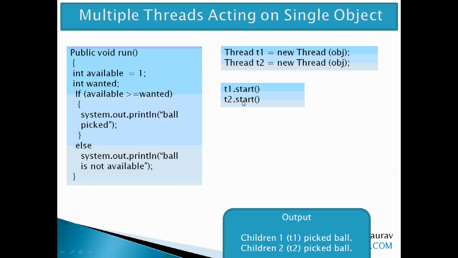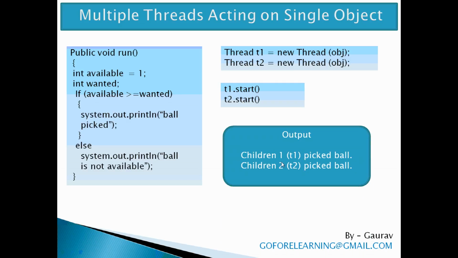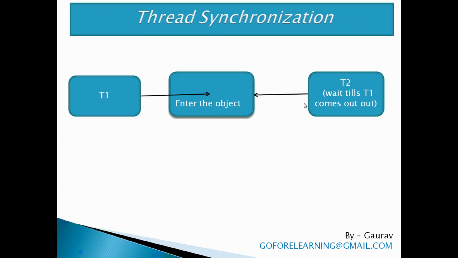If we compile and see the output, both children pick the same ball. As mentioned in the run method, only one ball is available, then how can both children pick the same ball? It means the result is unreliable. So what is the solution to this problem? Let us keep the second thread T2 waiting till the first thread T1 releases the ball after play. Let us not allow any other thread to enter the object till T1 comes out.